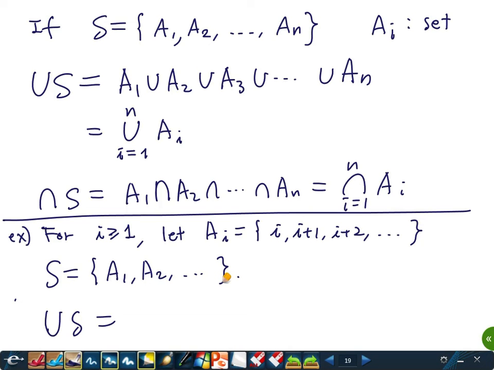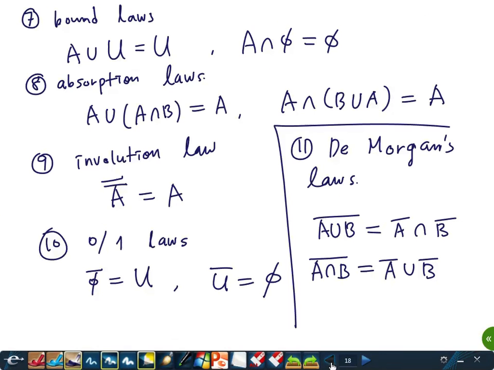Union of this. A1? Oh yeah, A1, that's right. Because A1 contains A2, A2 contains A3, etc. Okay, that's fine. Or Z plus if you want, the set of positive integers. A1 is. What is the intersection of S?